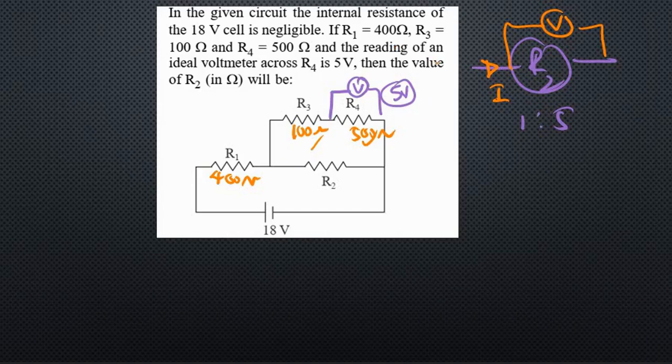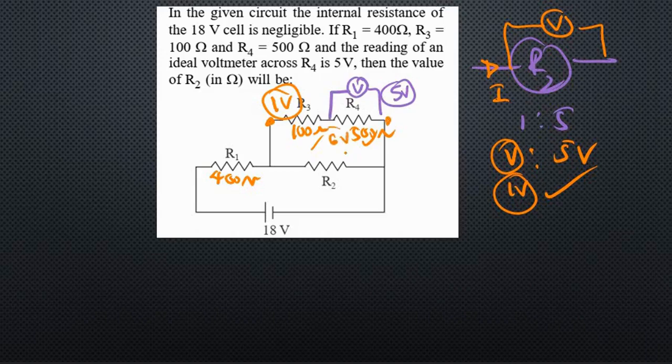And we know from the potential divider method, resistance ratio is equal to the potential ratio. So the potential difference across R4 is given as 5 volt. So the potential difference across R3, let's say it's V, has to be 1 volt, 1:5 ratio. Now we know the potential difference across R3 is 1 volt. So the total potential difference across R3 and R4 has to be 6 volt. Now you can see this R3 and R4 combination is parallel with R2. So the potential difference across R2 is also 6 volt.